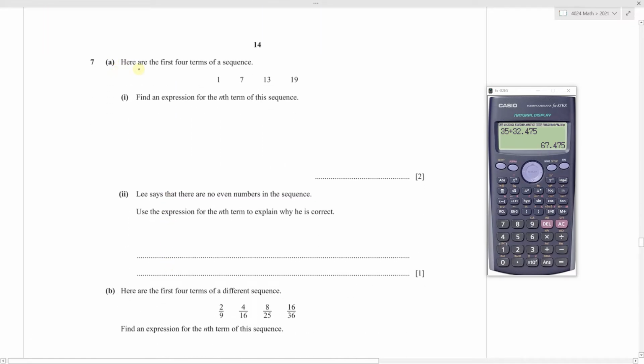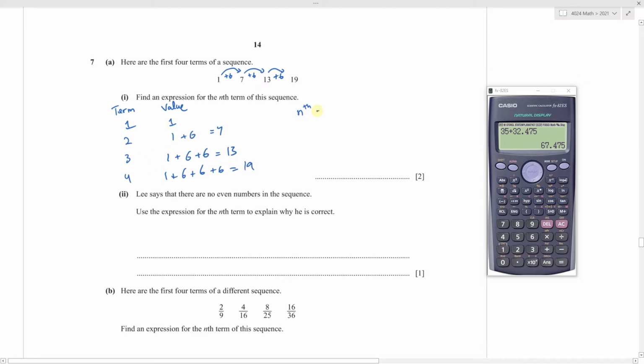Question number 7, part A. Here are the first four terms of a sequence: 1, 7, 13, 19. Find an expression for the nth term of the sequence. So to get the next term, you're adding 6 each time, right? Plus 6, plus 6. So your first term is 1. So your second term is 1 plus 6, which is 7. Third term is 1 plus 6, another plus 6, which is 13. And fourth term is the third term plus another 6, which is 19.